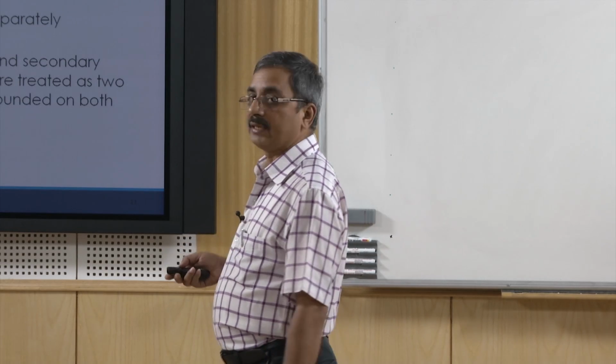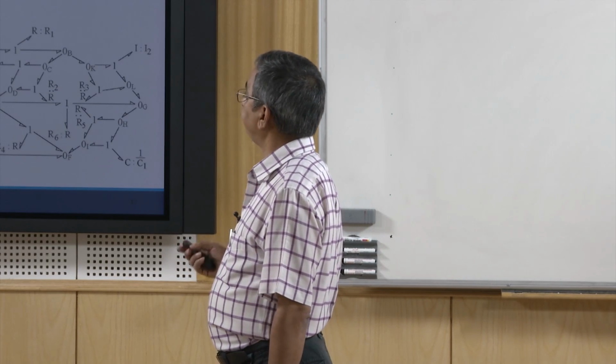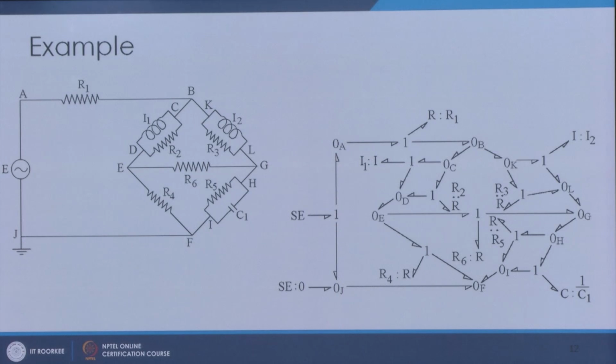Now, let us take an example and see how this is done. So, this is our circuit. Say here there is a voltage source, there is a resistor, the ends of the resistor are A and B, and then we have the bridge here, with the various ends B, C, D, E, F, G, H, I, and so on, and J here. The point J is grounded.